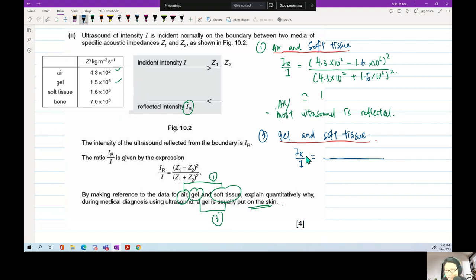No good. Okay, so gel and soft tissue, this one and this one. I see numbers that are very close to each other. So 1.6 minus 1.5 squared. The prefix is the same, so they cancel out. No need. This one is very small. If you want to include the prefix, you can, but you don't need to because they cancel out.